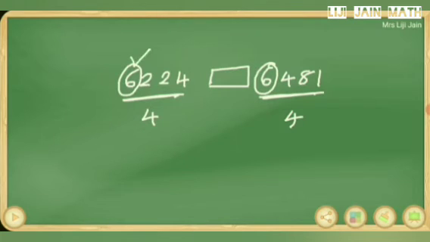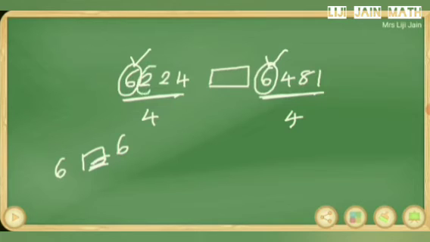Which is the first digit of first number? 6, isn't it? And what about here? Yeah, that also 6. So how to compare these two? Yeah, 6 and 6 are equal. In such cases, what we have to do is that we have to consider the second digit.